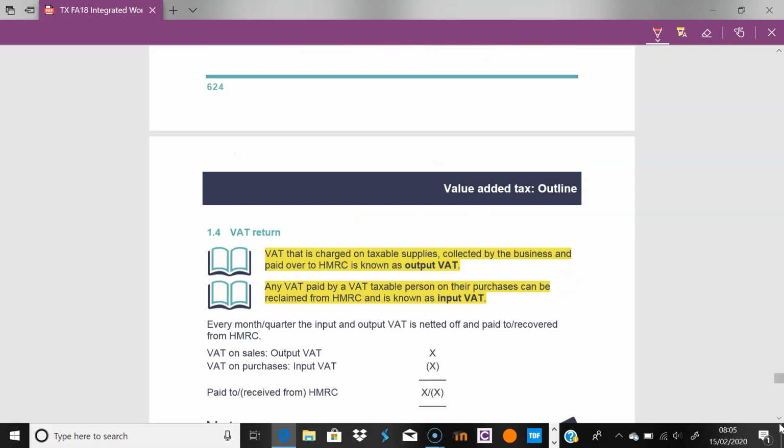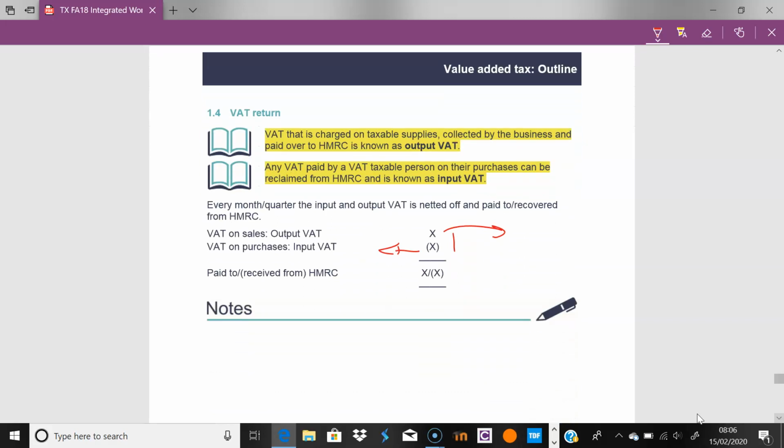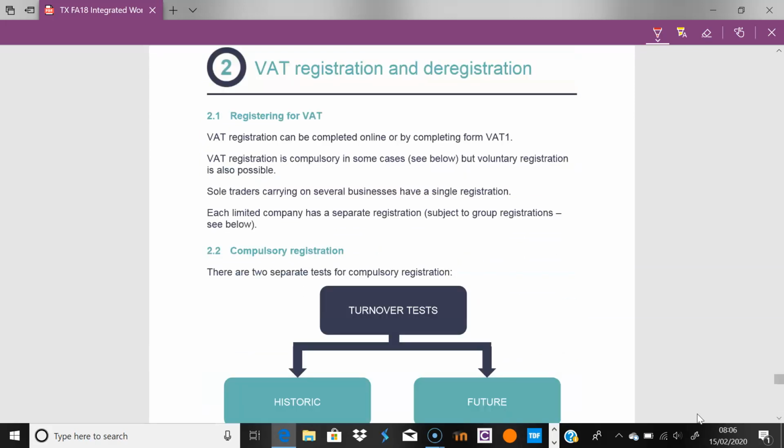So let's jump in. The VAT return, I'm sure you've all seen that. You fill this form out and you match any output VAT that you owe the government, that you've collected on behalf of the government from people when they pay you, against what you have claimed back from the government via your invoices and supplies, and you pay the difference to HMRC. In terms of registration, it is compulsory.